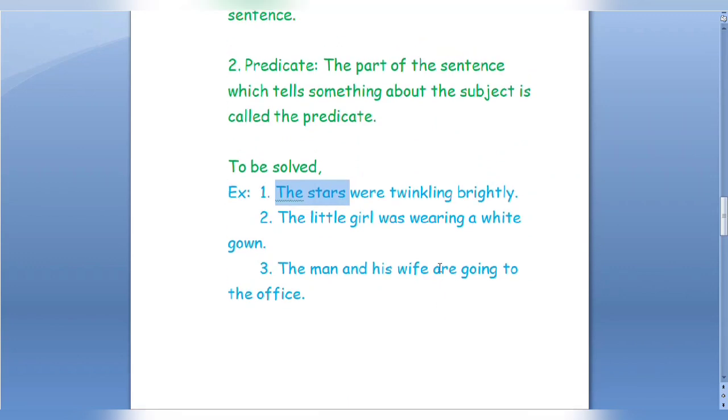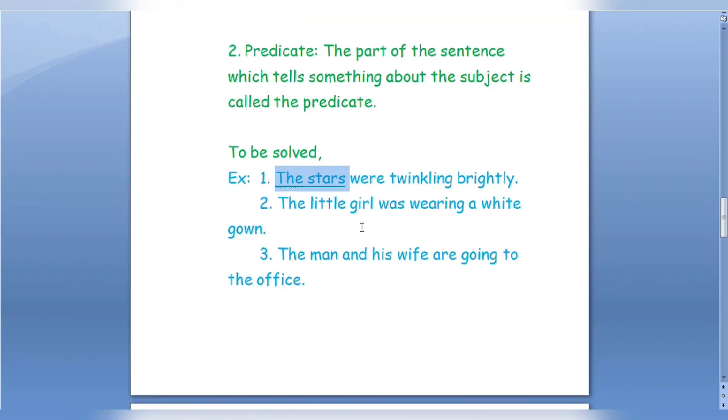Okay, so I'll tell the answers. The stars, we are referring to stars. That is, we are talking about the stars here. So the stars becomes the subject. I will underline the subject. Okay, and were twinkling brightly. It tells what about the subject, right? That is, were twinkling brightly becomes your predicate.